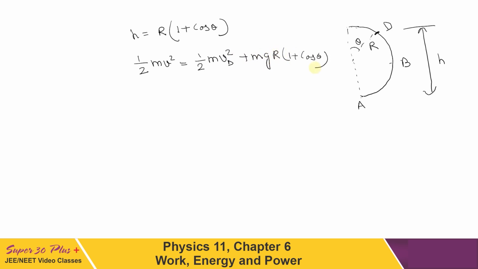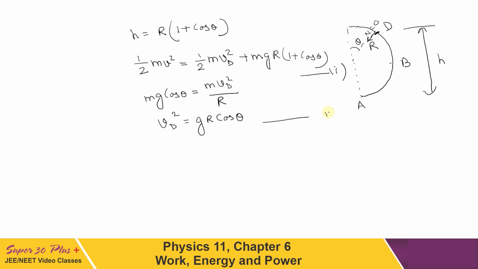Also we have to write the FBD at D, and since it is leaving contact at D, this normal has to be 0. So we will write mg cos theta only should be equal to mVd square upon r. If N was also there, then we would have written N plus mg cos theta, but as N has become 0 at this point, we write only mg cos theta equal to the centripetal force. From here we will get Vd square is equal to gr cos theta. Let this be our equation number 1, and this our equation number 2.